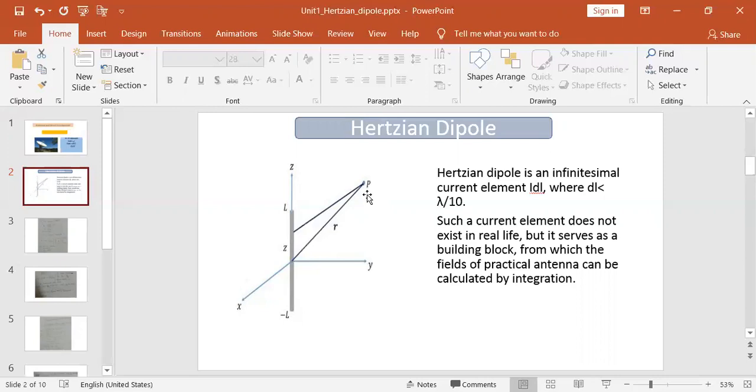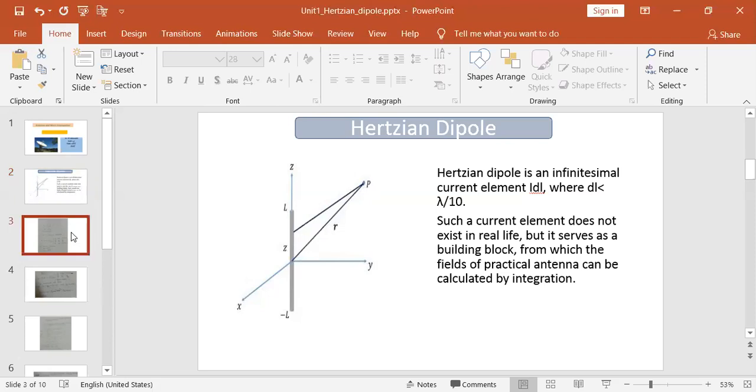That means we have to find the components of electric field and magnetic field at point P, which is at a distance r from the center of the dipole. So to find that, we have to consider a small element dz at a distance z from the center of the dipole, and there we have to calculate the electric field or magnetic field components at point P.